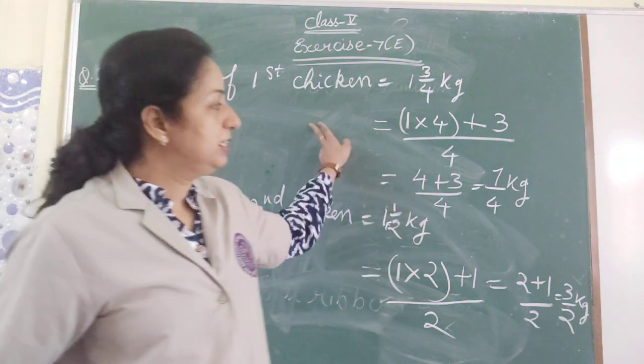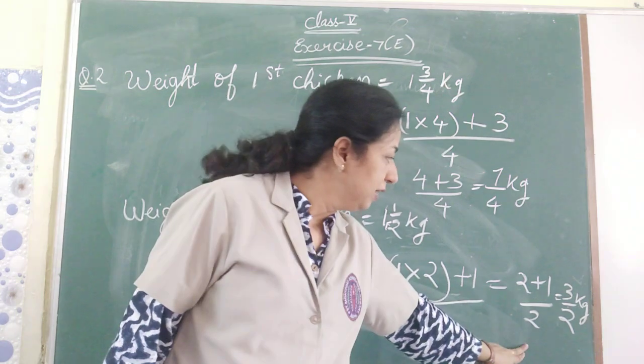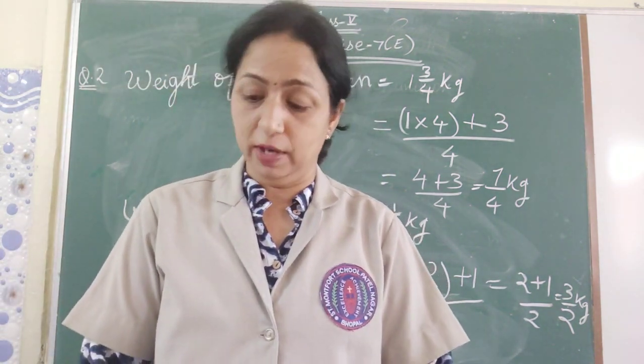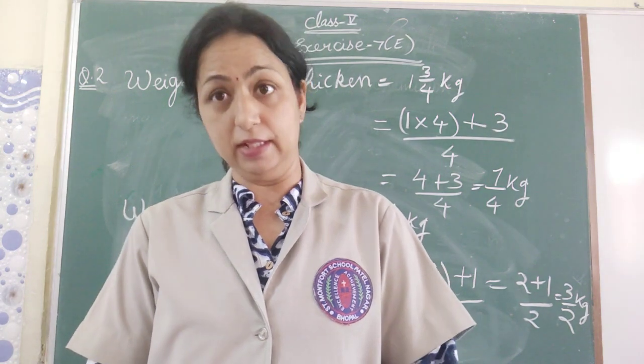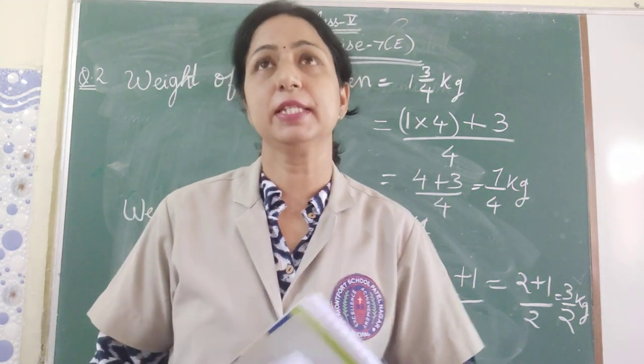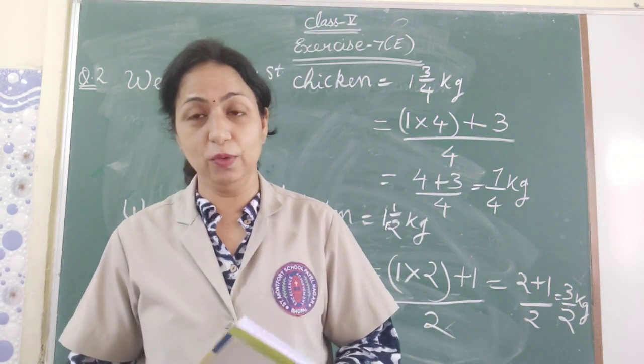So the weight of the first chicken is 7 by 4 kilogram. The weight of the second chicken is 3 by 2 kilogram. What you have to find? How much did one weigh more than the other? See, Ramesh is of 10 kilogram, Suresh is of 15 kilogram.